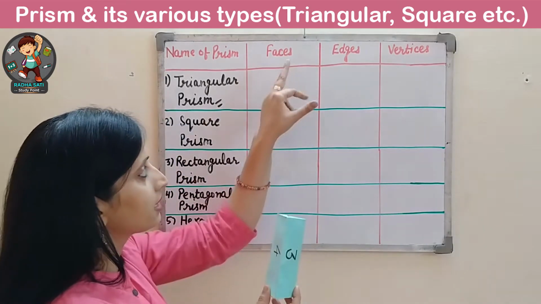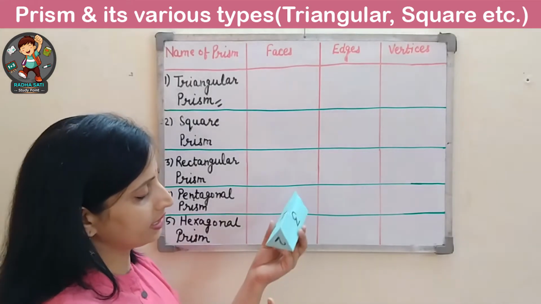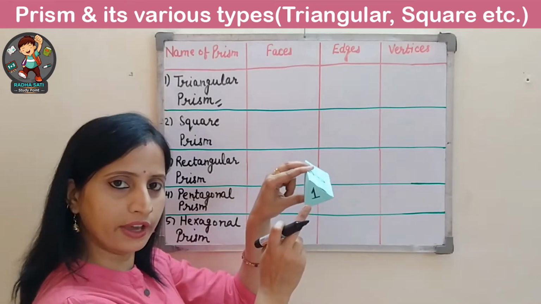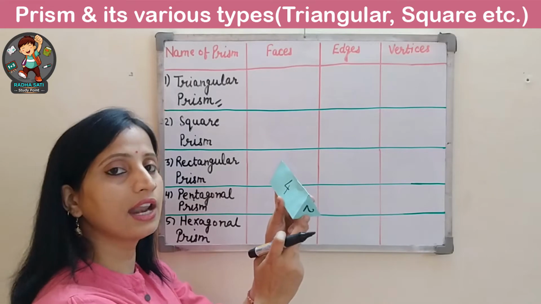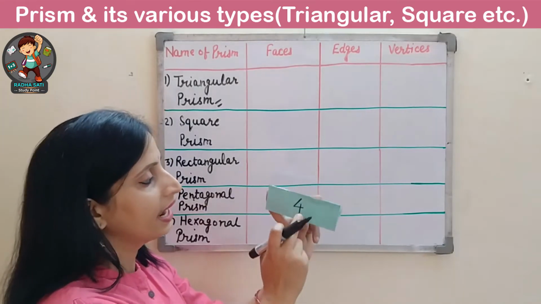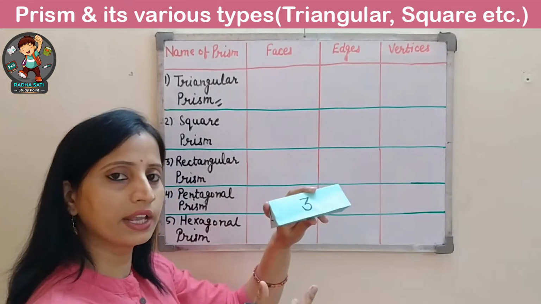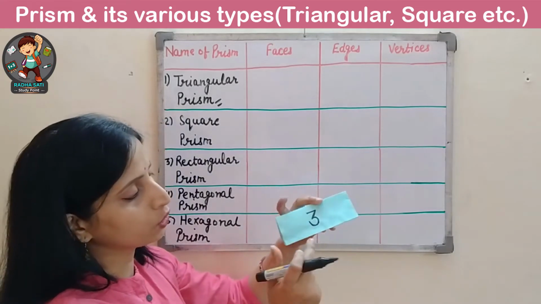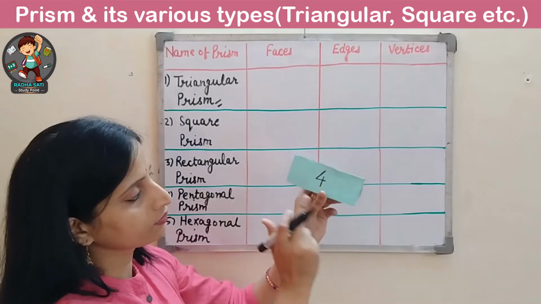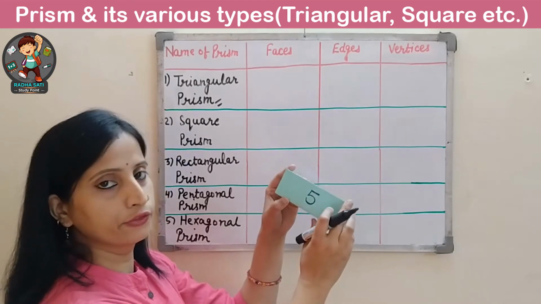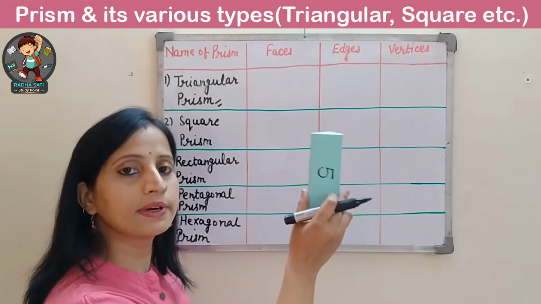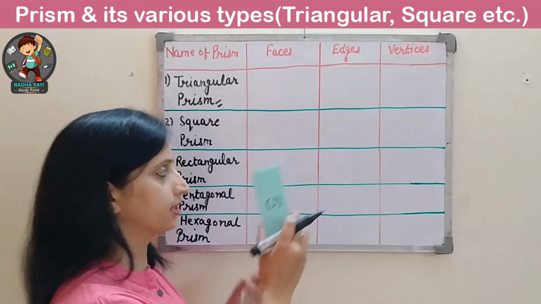So now let's start counting the faces. This is the first face. Now the second face. Two faces are triangles in shape and the other faces are rectangular in shape. So after two, third face, fourth face and fifth. So a triangular prism has 5 faces.